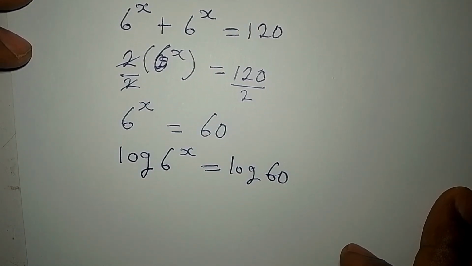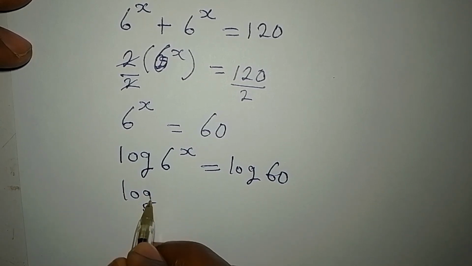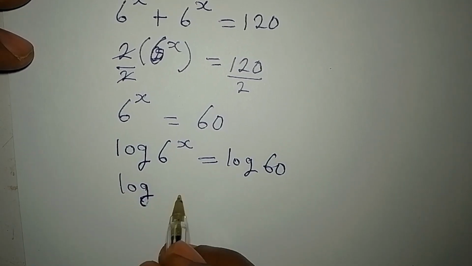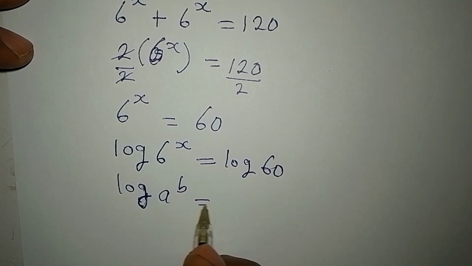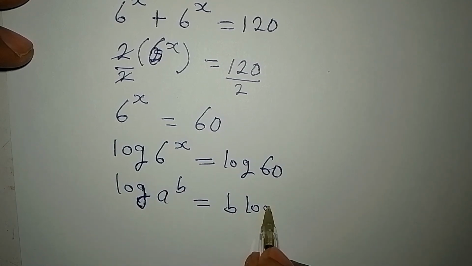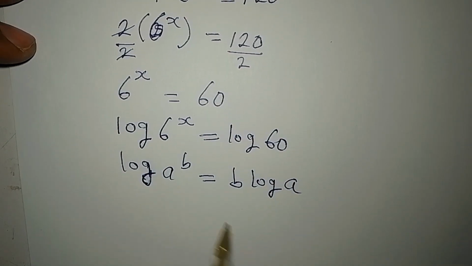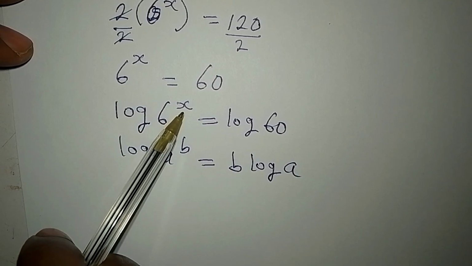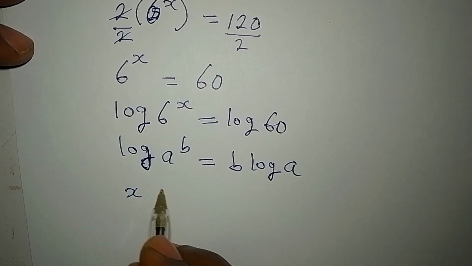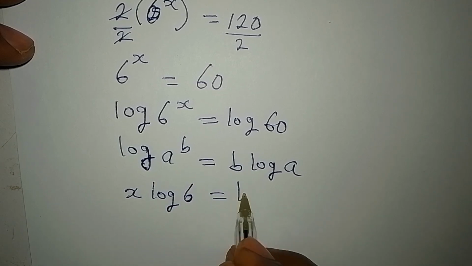Now, from here again, remember that if you have log a to the power of b, this is equal to b log a. So we are saying that the power would always multiply the log, okay? So because of that, this x is going to multiply log 6. So we have x log 6 and it's equal to log 60.